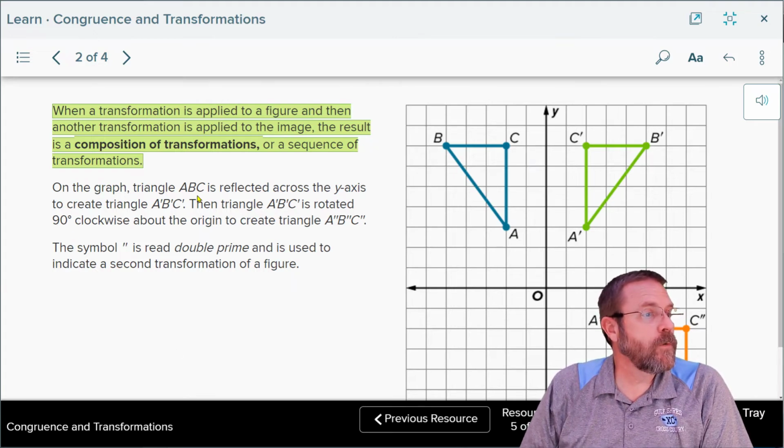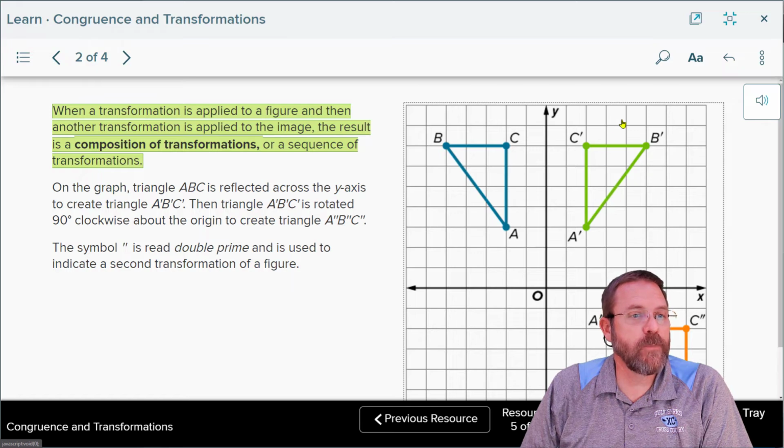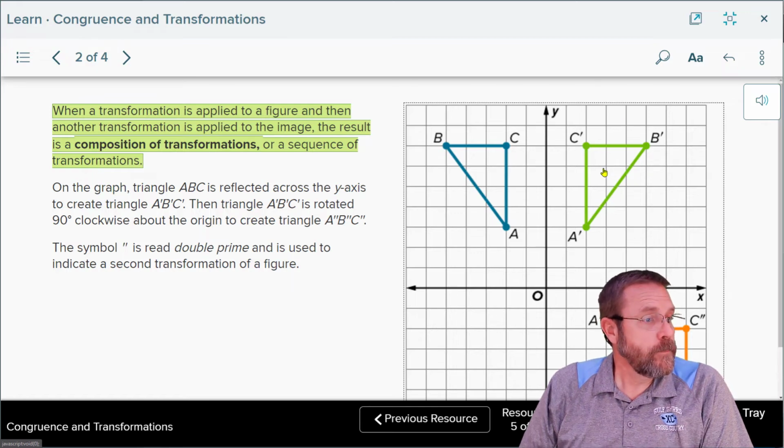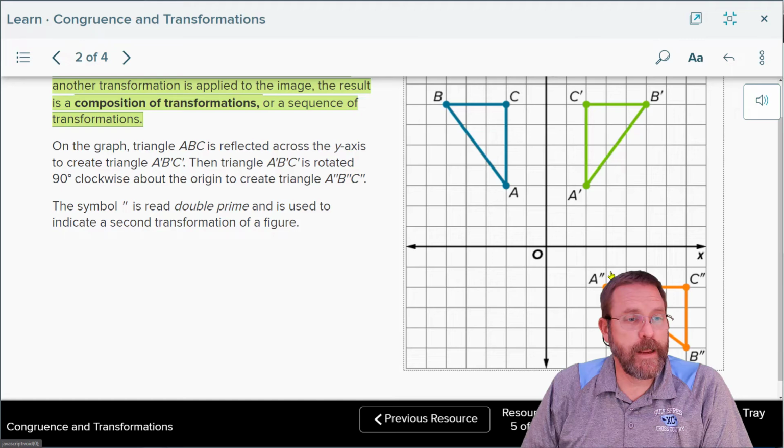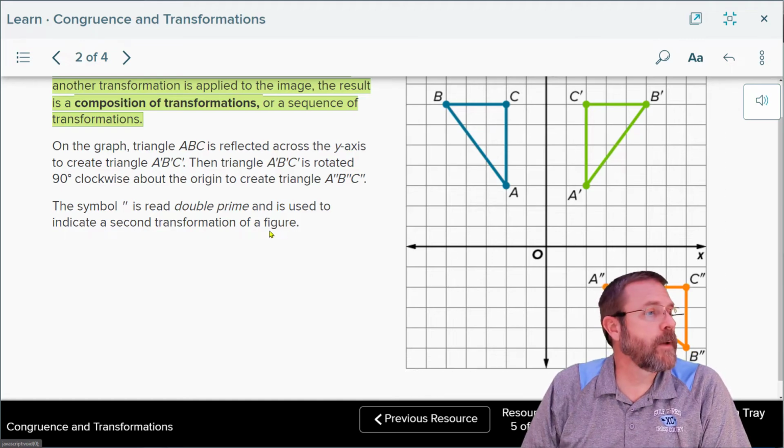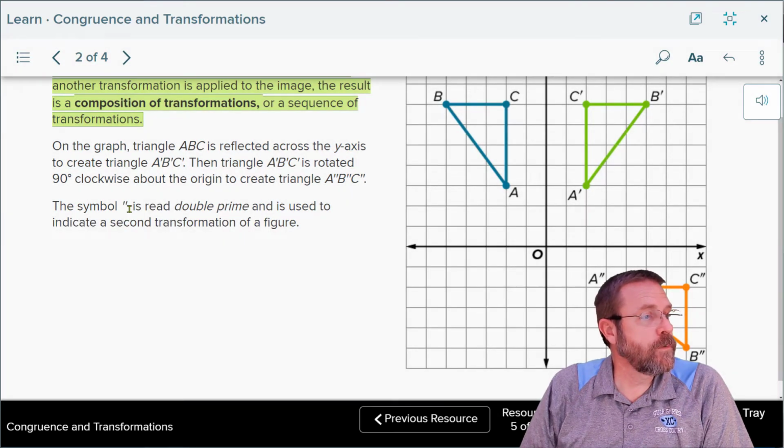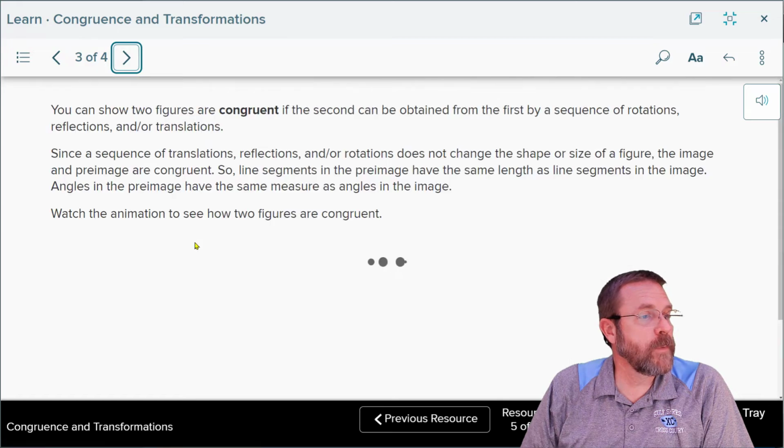On a graph, triangle ABC is reflected across the y-axis to create A prime, B prime, and C prime, which you see right here. Then that one is going to be rotated clockwise around the origin to make A double prime, B double prime, and C double prime. The symbol with the little double prime mark is read as double prime and is used to indicate the second transformation.